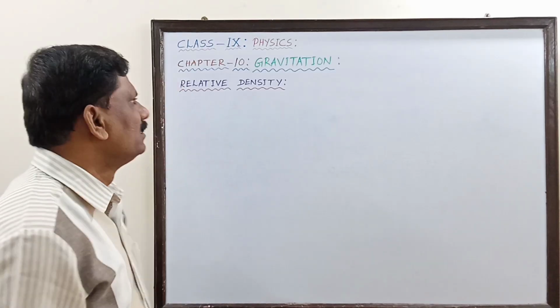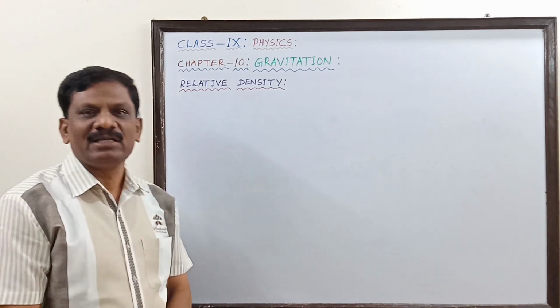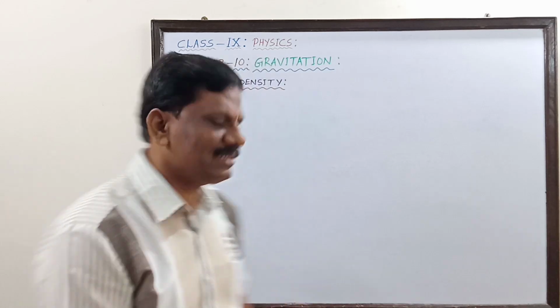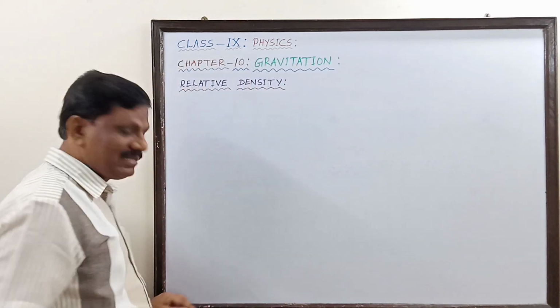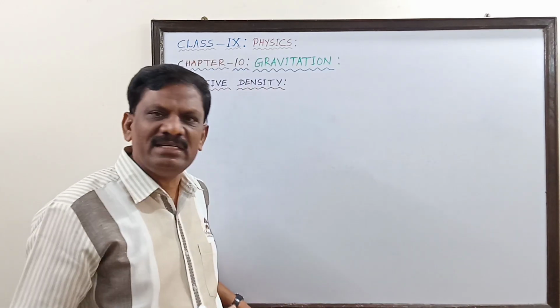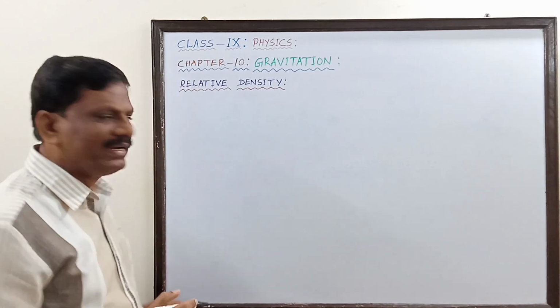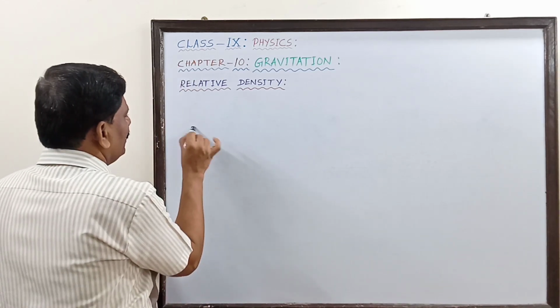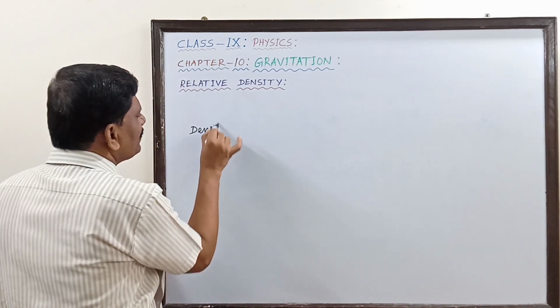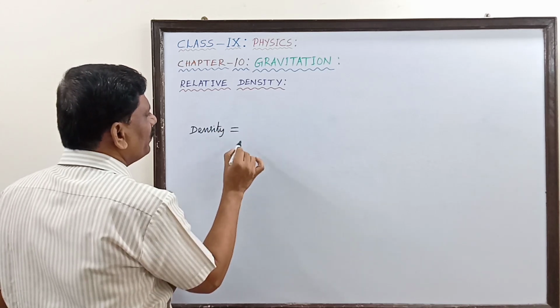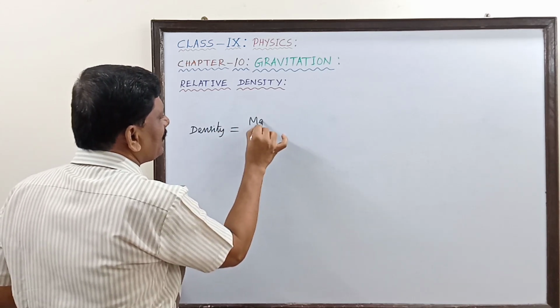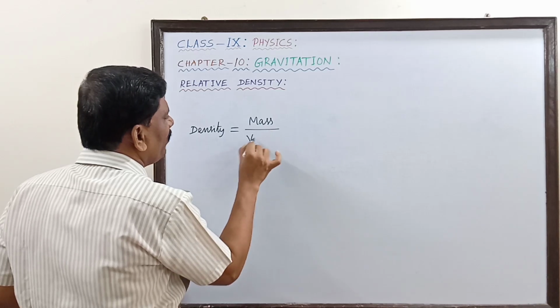Hi students, now we want to discuss a topic namely relative density of a substance. First of all, have you heard what is meant by density of a substance? How will you find density of a substance? Density of any substance is equal to mass of the substance divided by its volume.